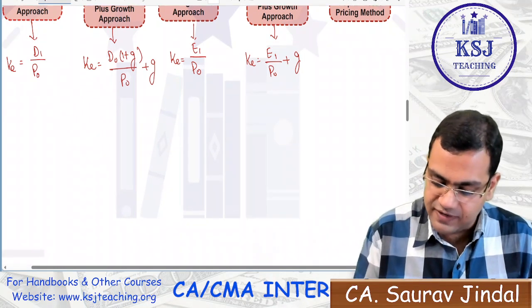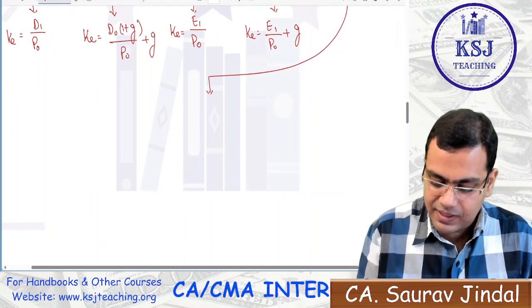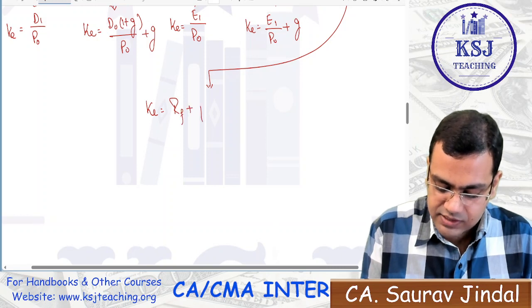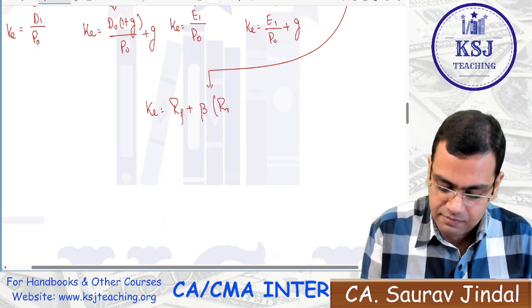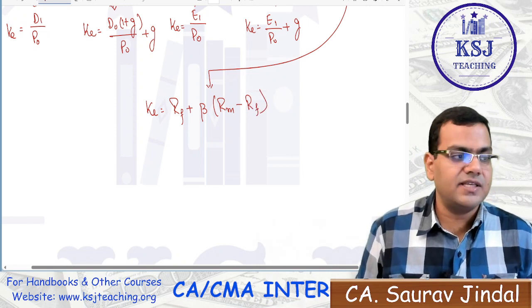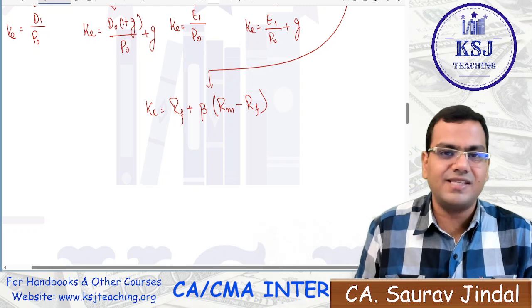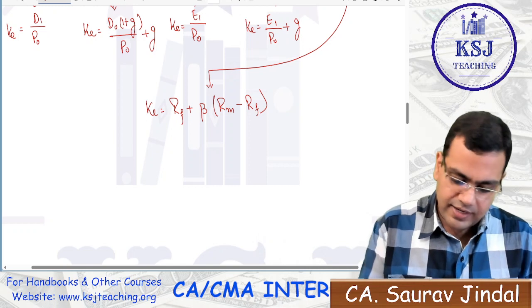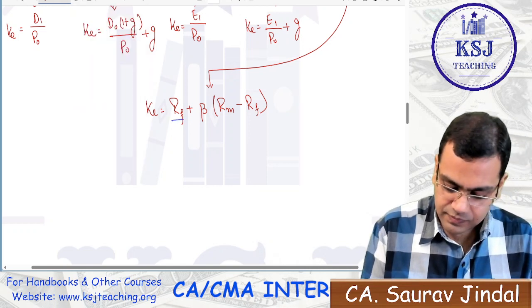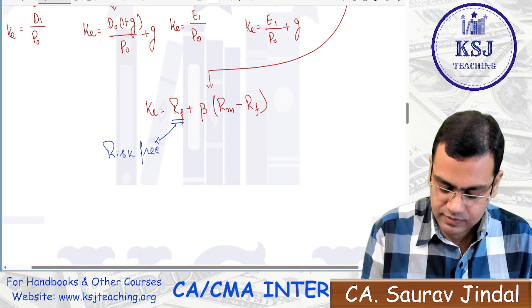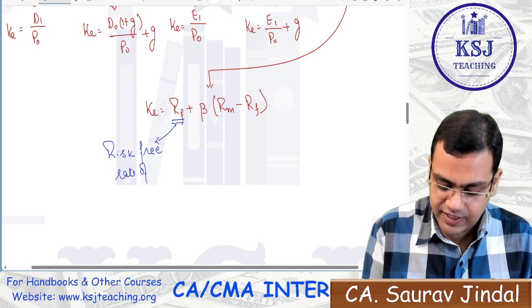Now this is something different. In the capital asset pricing model, the KE is calculated as RF plus beta value into RM minus RF, right? Now, what is RF? The company can always invest in a risk-free investment, that is, government bonds can be there, right? So RF denotes the risk-free rate of interest.